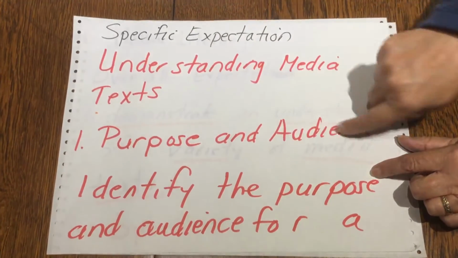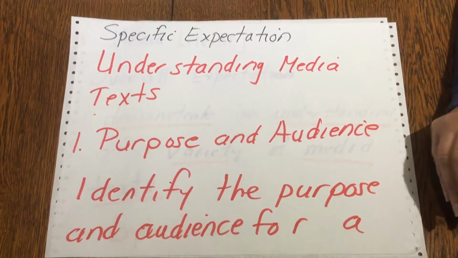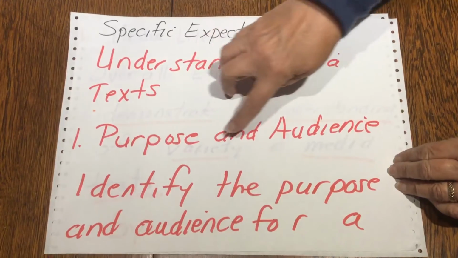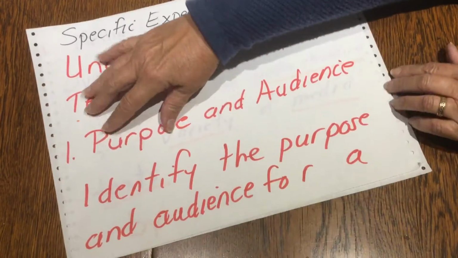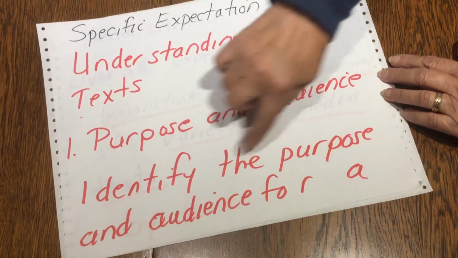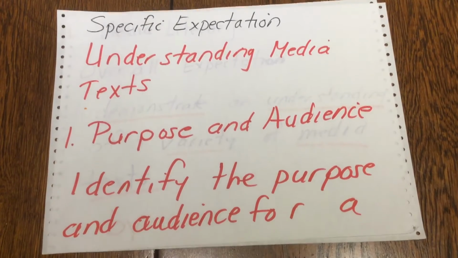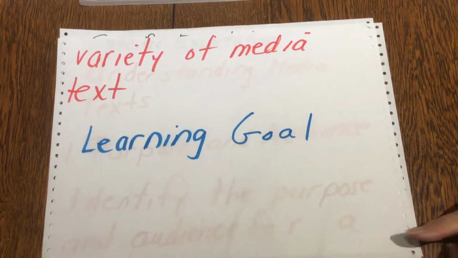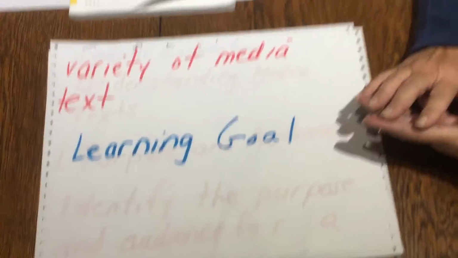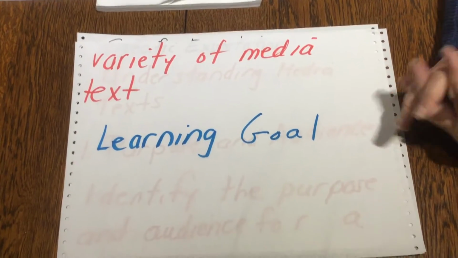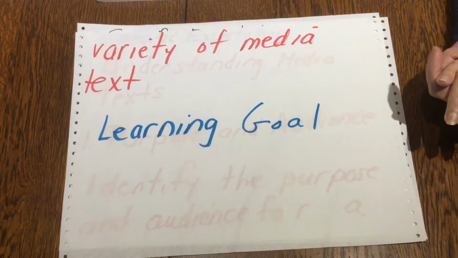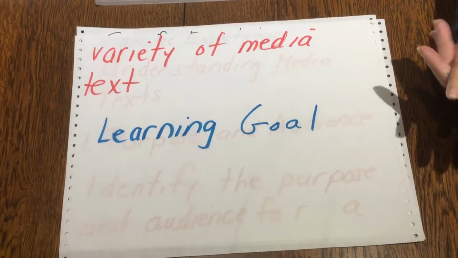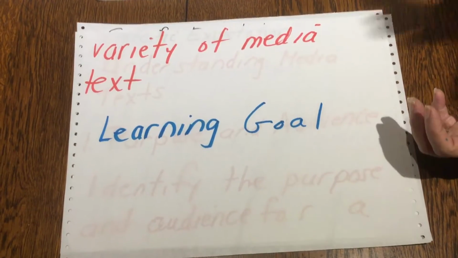And we're going to be looking definitely at 1.1, which is understanding the purpose and the audience. And they're going to be able to identify the purpose and the audience of a variety of media texts. So I wanted you to understand that the overall is related to the specific, because that's the one we do assessment of. And when we're doing a specific, we're teaching that overall by.